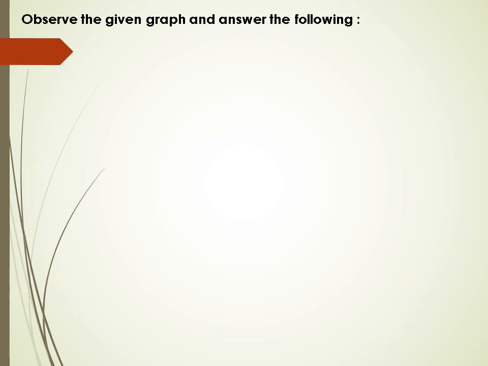Letter C, in which grade is the number of boys equal to the number of girls? From the graph, we find that in third grade, the number of boys and the number of girls is equal, 60.